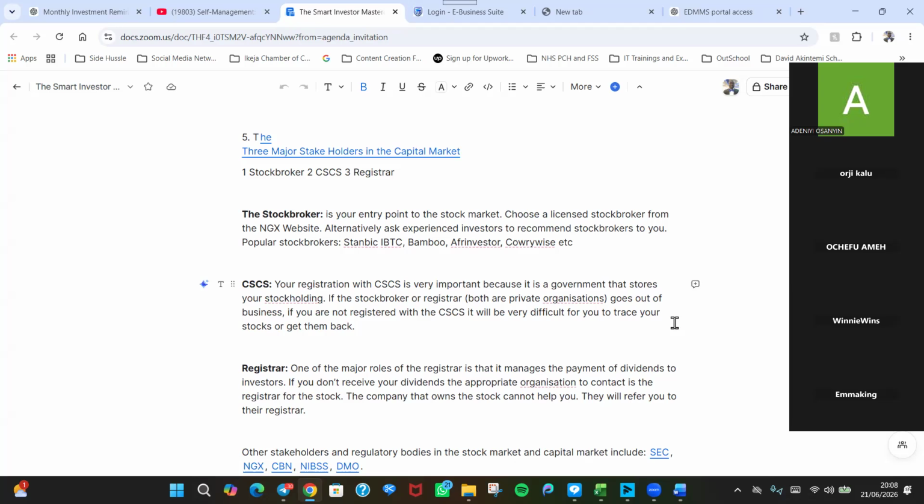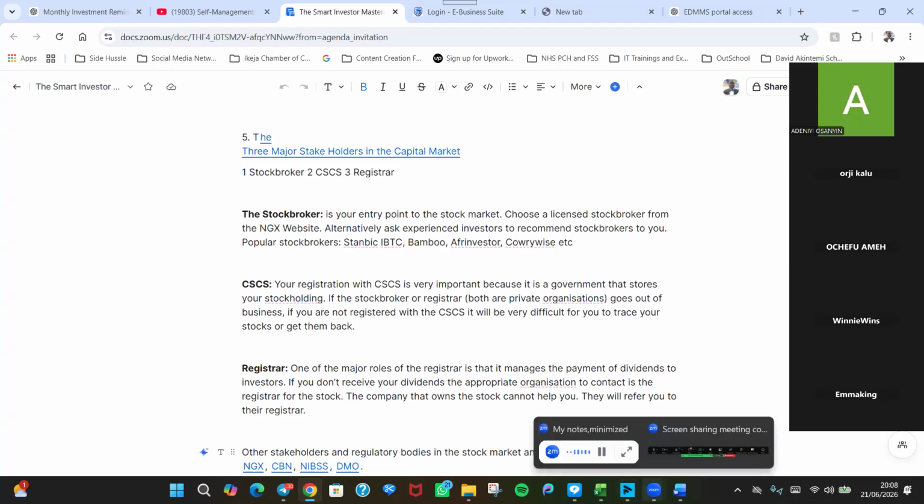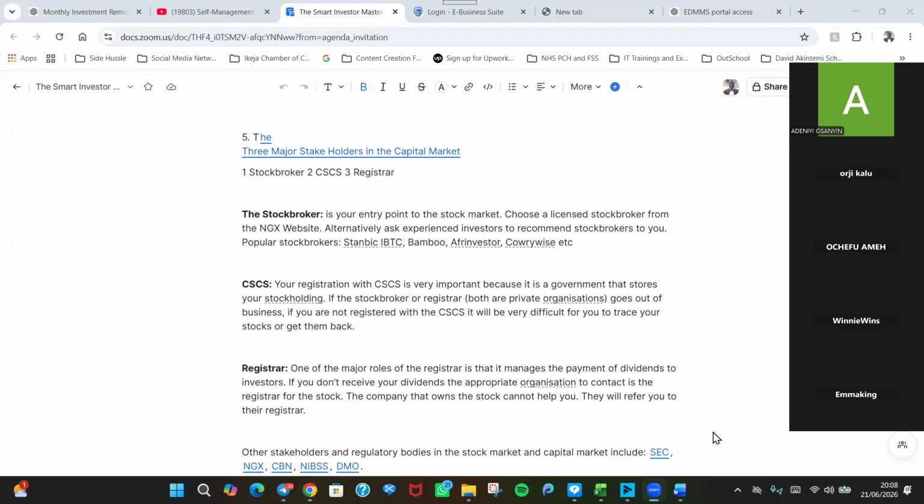If you have not registered with CSCS, it will be difficult to get hold of your stocks again. You can still get hold of your stocks, but the process you will go through will be very cumbersome. You will have to prove so many things to say that you are the owner of those shares. You will have to provide identity documents.